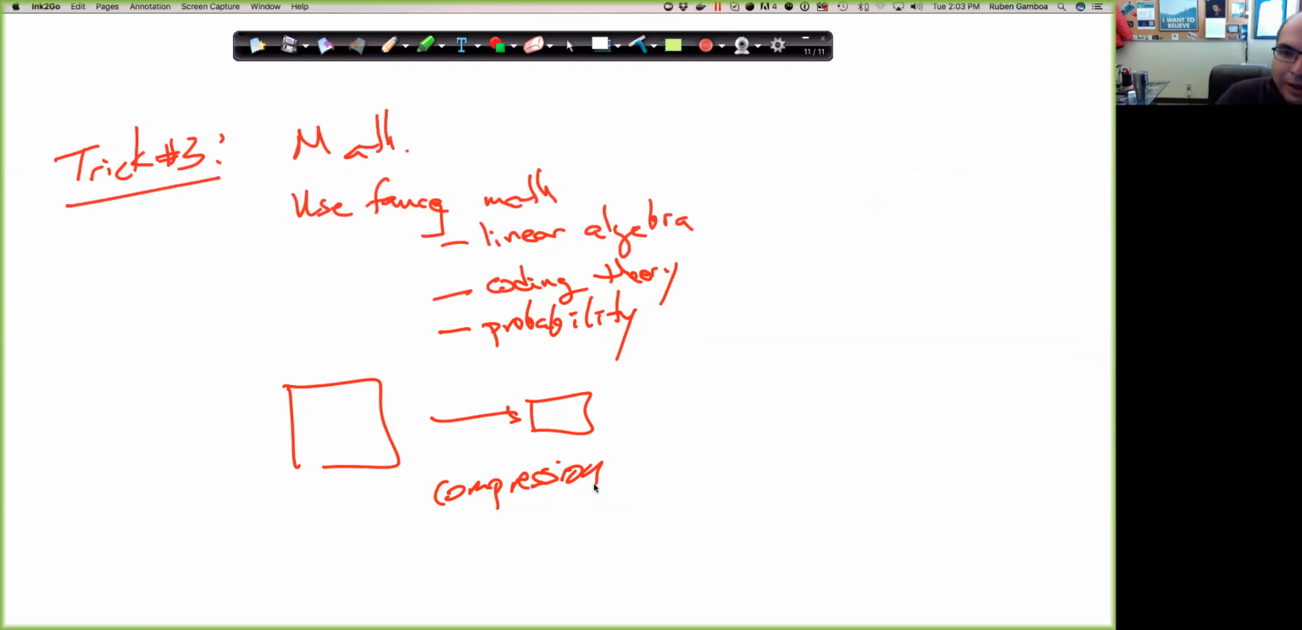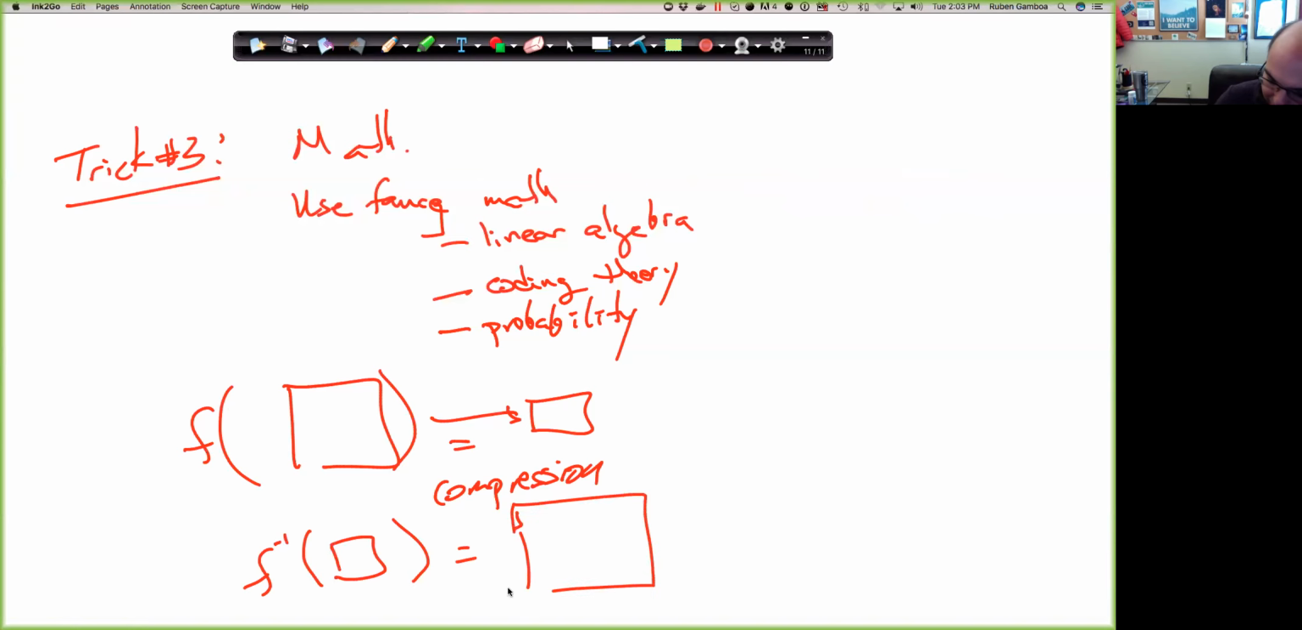Okay. And you can think of the compression as a function, right? So f of this big file is equal to that little file. I mean, that's really what it is. And then there has to be some kind of inverse function. F inverse of little file is equal to the big file, okay? And as long as you know f and f inverse, then you can simply run that on your file, create a smaller file, and then do it inversely.